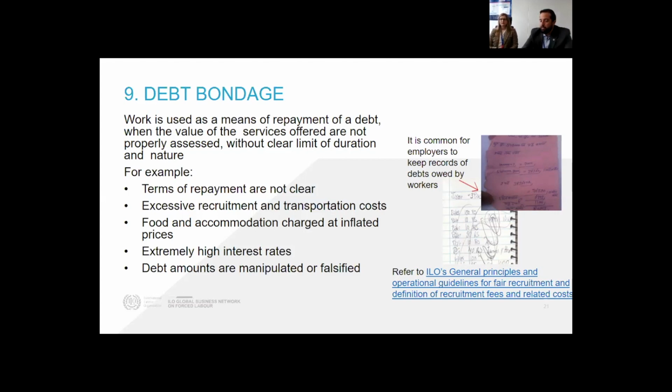And many times in national contexts, food and accommodation should be provided by the employer, so not even charged by the employer. So extremely high interest rates as well. So a manipulation of this debt. And debt amounts are manipulated or falsified, as I did already mention. So it's very common to see employers that keep records of these debts owed by workers. There are several cases where we found notebooks or pieces of paper with the debt of each individual worker.